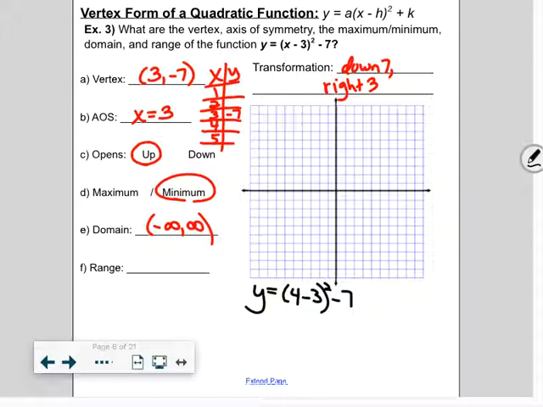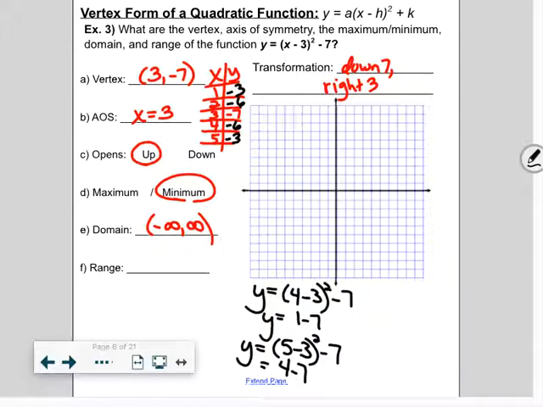And if you have really good mental math skills, you can do them in your head. It's absolutely fine. I personally do them that way. So 4 minus 3 is 1. 1 squared is 1. 1 minus 7 is -6. Then I'm going to do the 5. 5 minus 3 is 2. 2 squared is 4. 4 minus 7 is -3.